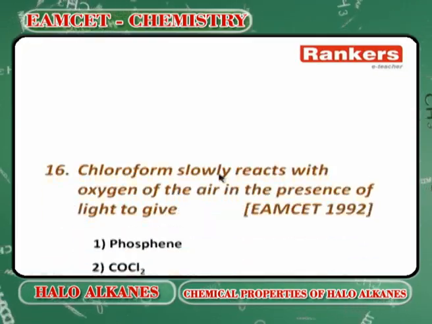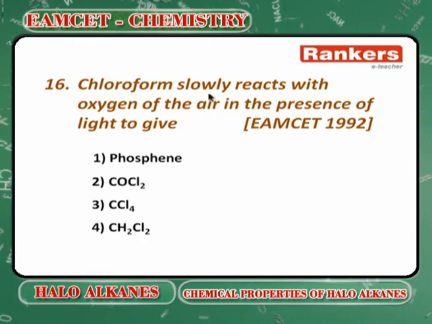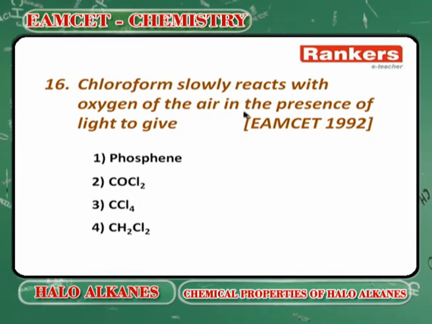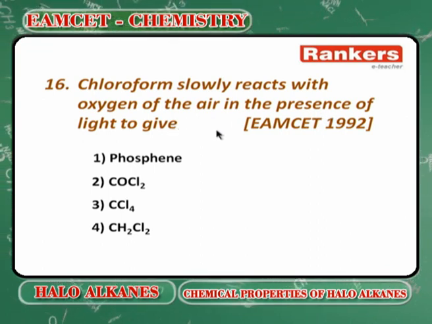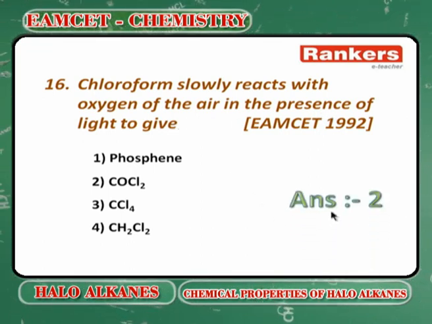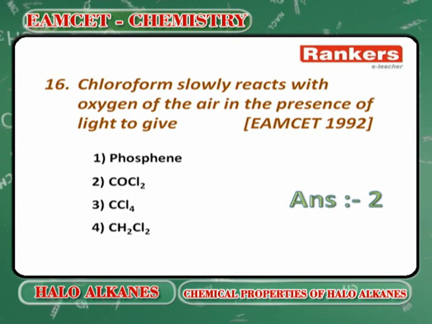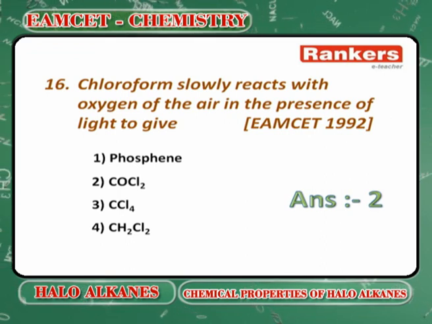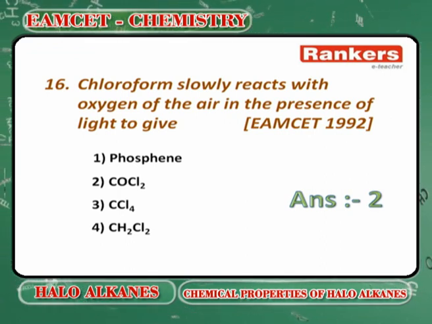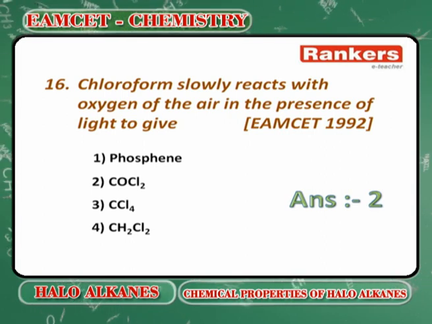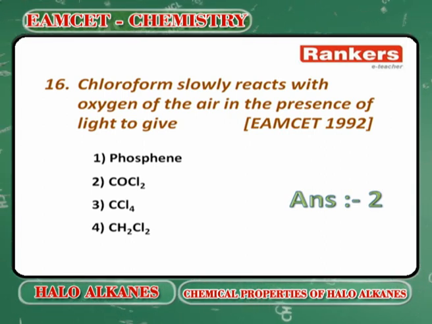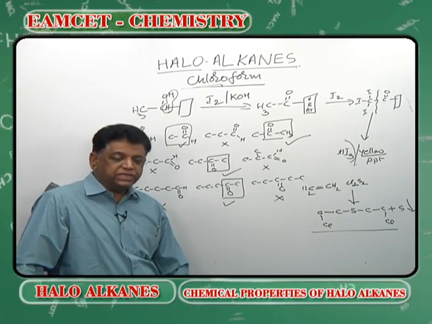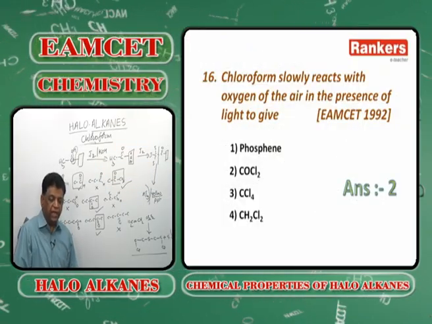Next, chloroform slowly reacts with the oxygen of the air in the presence of light. I think this is the fourth or fifth time. When chloroform oxidizes, what you will get is COCl2, whether the name is given or the formula is given. Ultimately, chloroform has a set number of questions which are going to be repeated several times. The questions must be related to chloroform, that is haloform reaction, bromoform, iodoform. Oxidation of chloroform is the major area for asking questions.